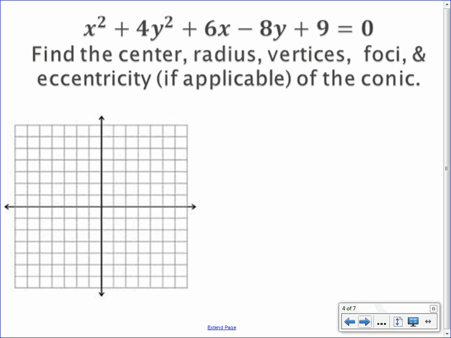So, what are we going to have to do with each x squared and y squared? We want a binomial squared, so we're going to have to complete the square. So I'm going to group x squared and 6x together. And I'm going to group, can that 4 be in front of my y squared? But 8y.